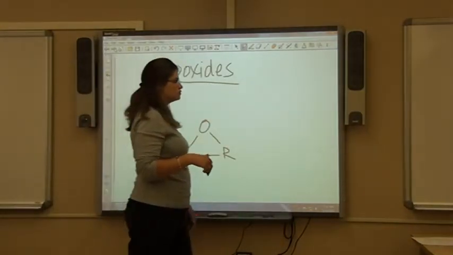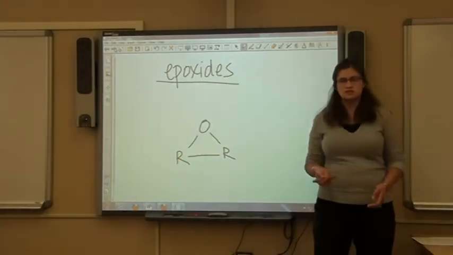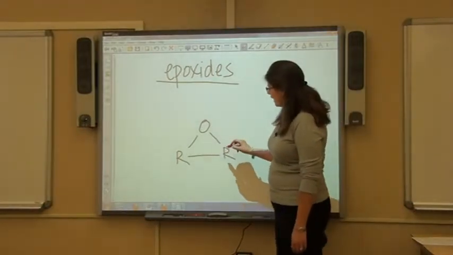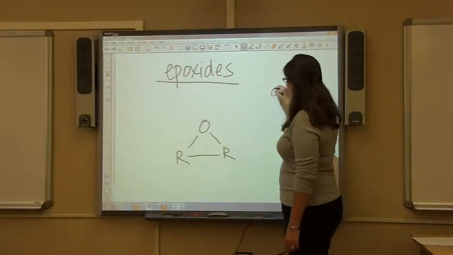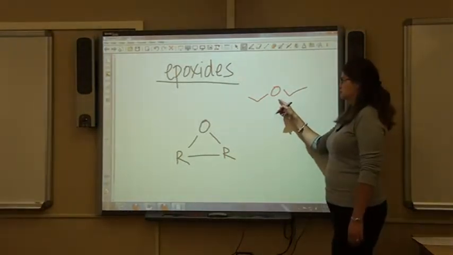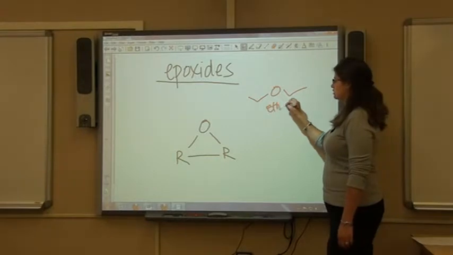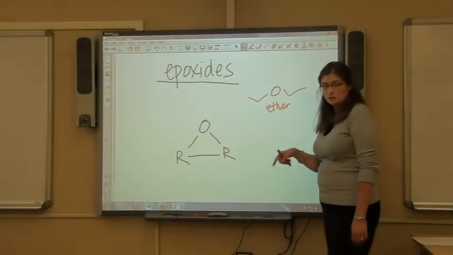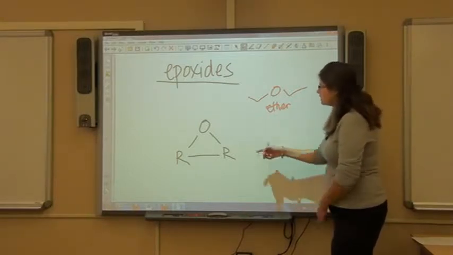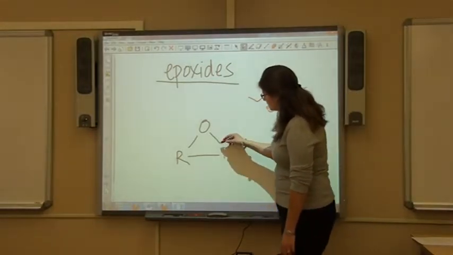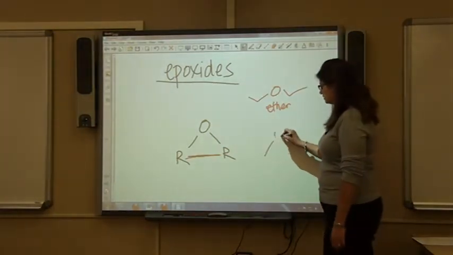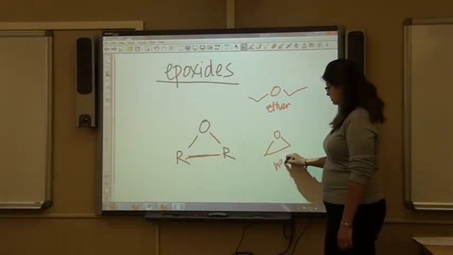Now I did just want to mention epoxides because they're a special kind of ether. This is a typical ether. Here you have that oxygen in between 2 carbons, and those carbons have other carbons attached to them. And in the epoxide, both of the R groups are actually connected to each other. So they form what's called a heterocycle.